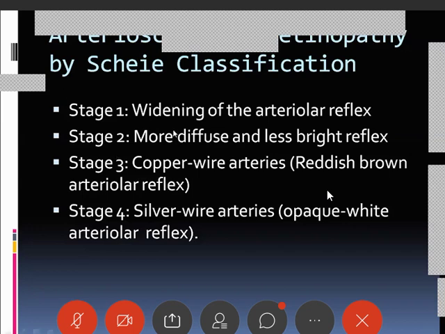In stage one, there is widening of the arteriolar reflex. In stage two, there is a more diffuse and less bright reflex from the arterioles. Stage three is copper wire arteries, with a reddish brown arteriolar reflex. Stage four is silver wire arteries with an opaque white arteriolar reflex. So this is the arteriosclerotic retinopathy classification by Scheie.